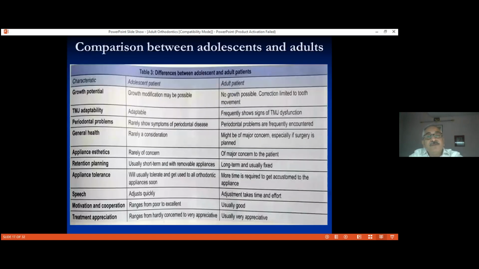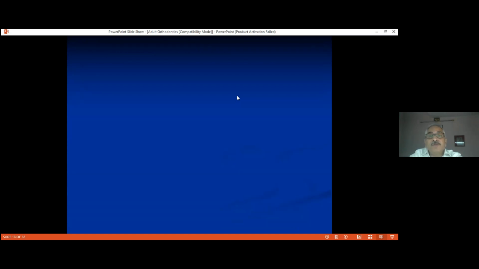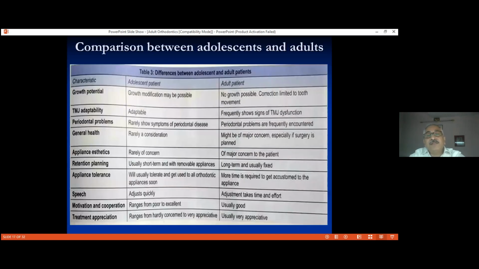Now, the difference between the adolescent and the adult patient. The adolescent patient has a growth potential. A growth modification is possible. In adults, no growth is possible. The correction is limited to tooth movement. TMJ adaptability in the adolescent patient is good, whereas in the adult patient we frequently see TMJ dysfunction.